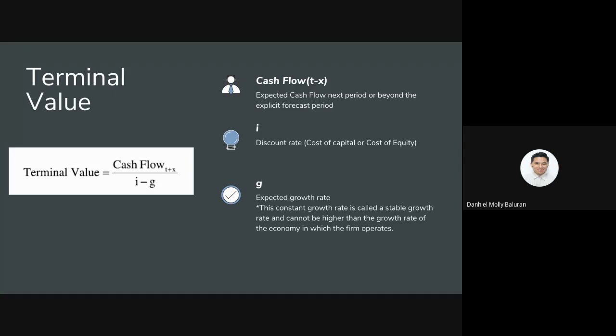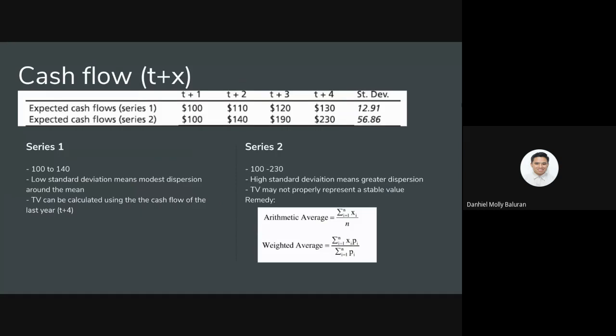And the next variable is I, the discount rate or the cost of capital or cost of equity. And your G is your expected growth rate. This constant growth rate is called a stable growth rate and cannot be higher than the growth rate of the economy in which your firm operates. So in the next slides, we will discuss thoroughly these variables, especially the growth rate.